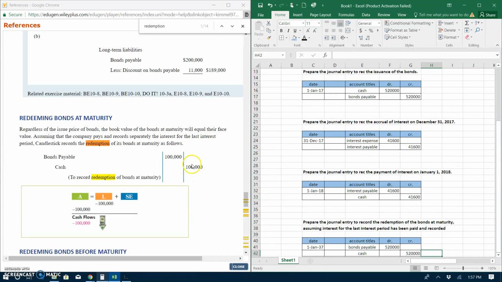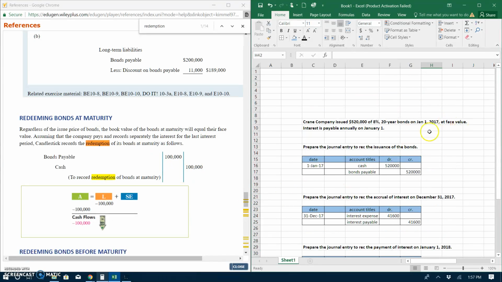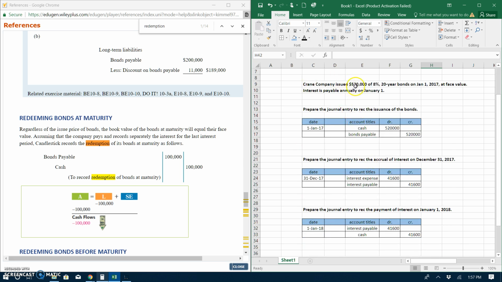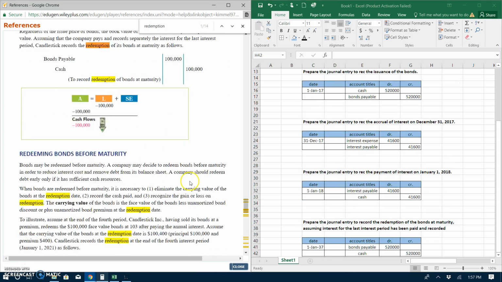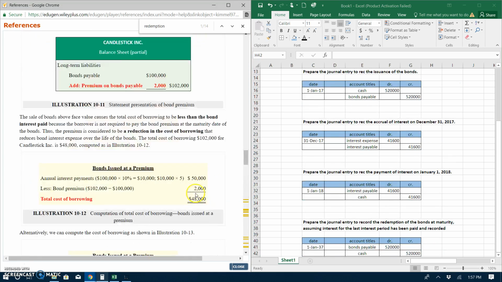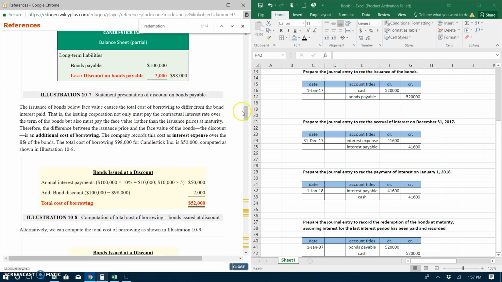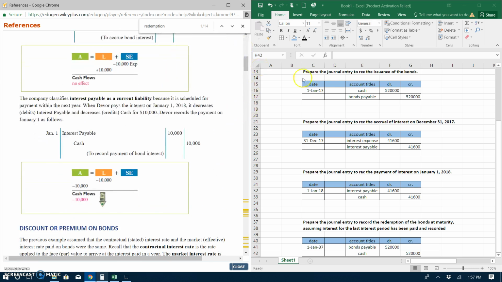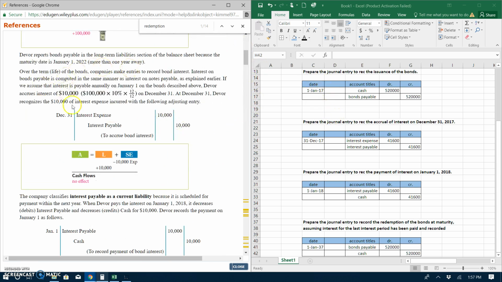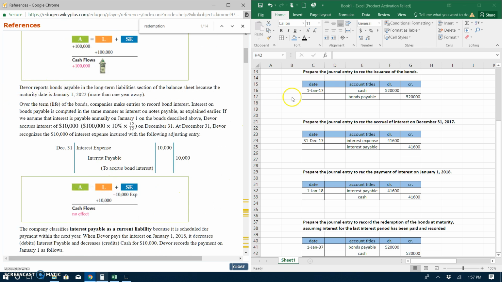I hope I did a decent job explaining this. This was, again, pretty simple just because of the information given. It not being at a premium or a discount, you just pull straight from here and use our percentage for our interest. So yeah, I definitely recommend using the references because that's what I did here. It's as simple as taking the steps here and applying them here.